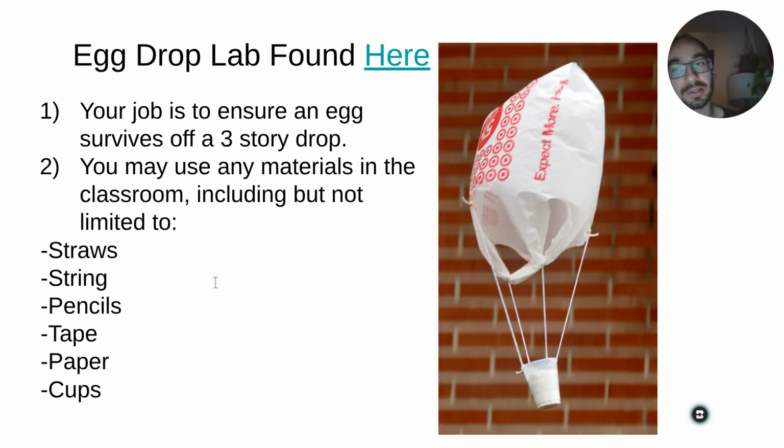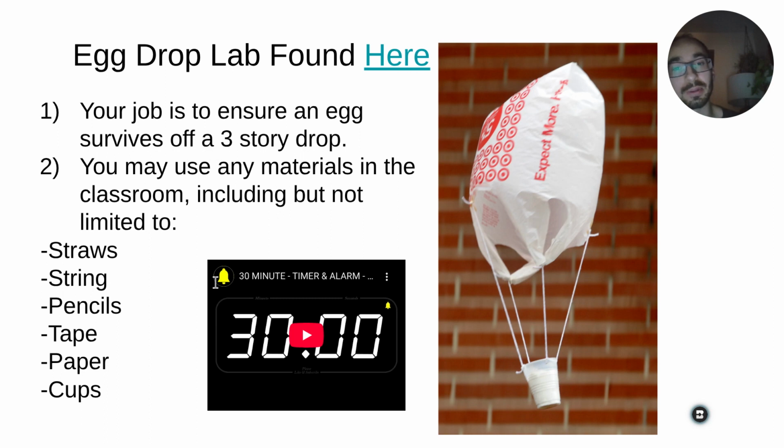So what you're doing for the rest of the day is preparing something to protect your egg from a 3-story drop. You can use straws, strings, pencil, tape, paper, and cups. You can't use a plastic bag. It would be too easy. You have to make the parachute yourself using paper and tape and the other materials listed here. Good luck.